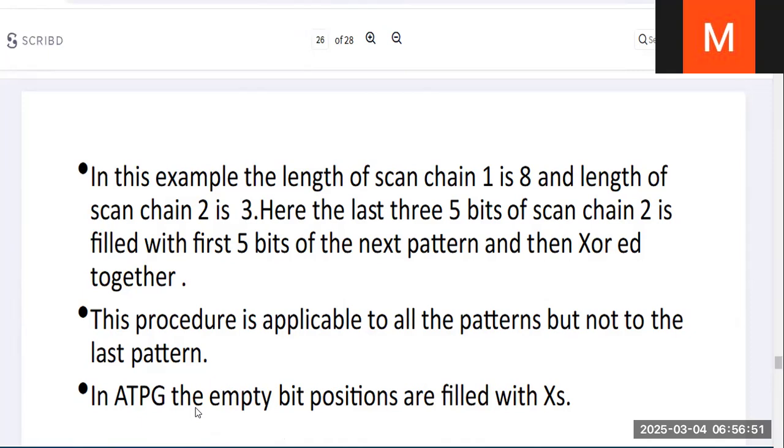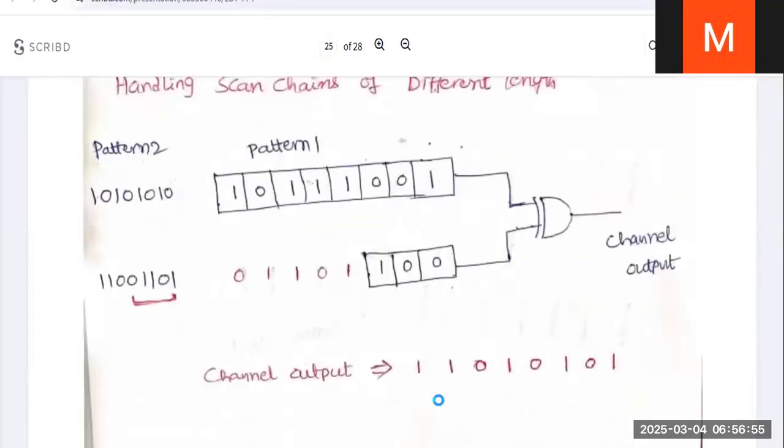In ATPG, empty bit positions are filled with X. So these bits are the next pattern's first 5 bits, and these bits are also filled with the next pattern's first 5 bits, so that these two scan chains get balanced. So why do we have to balance the scan chains? To reduce the tester time, that is, the dummy cycles.